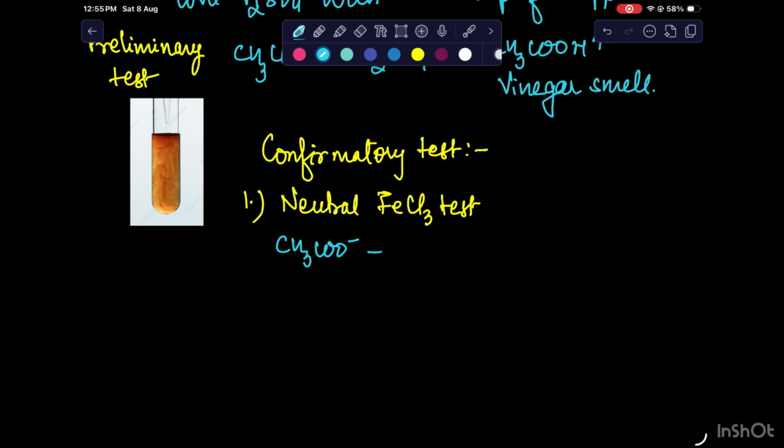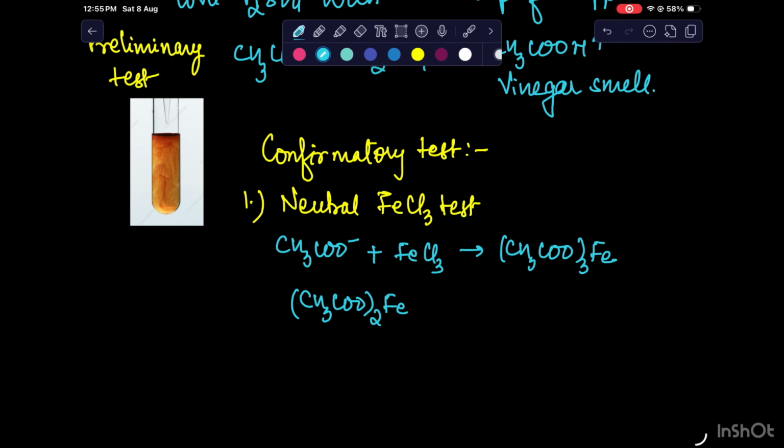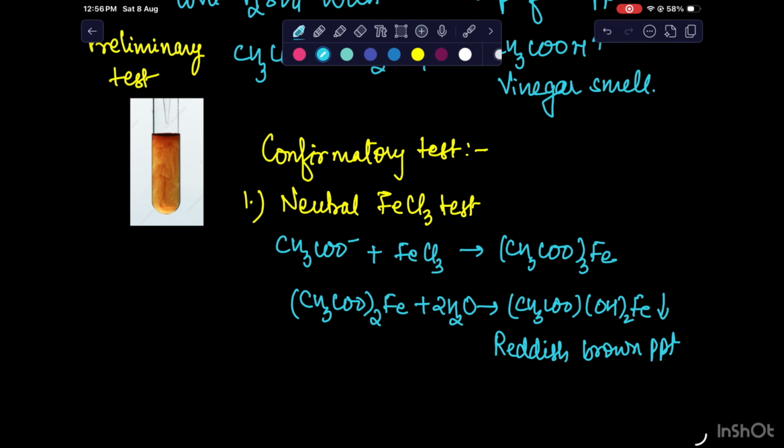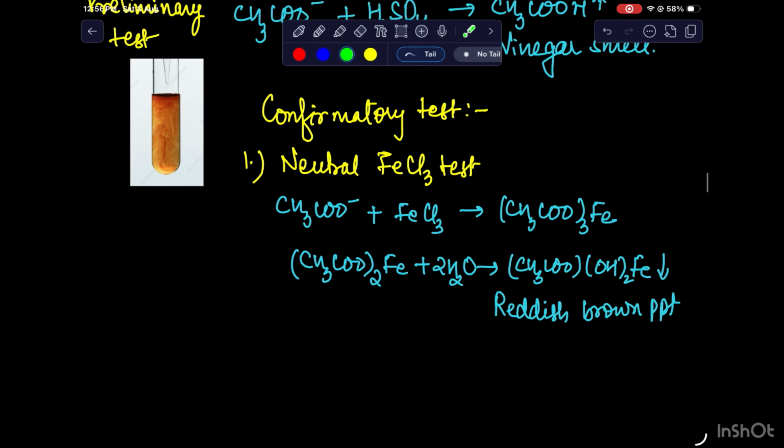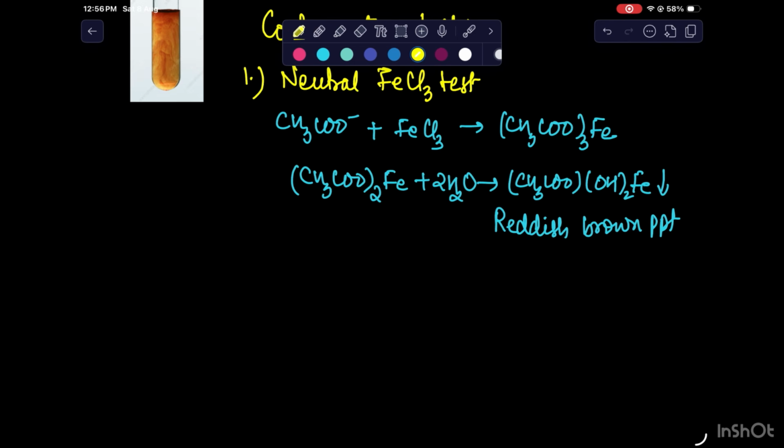So basically the acetate present in the salt reacts with ferric chloride and forms iron acetate, right? Since the valency of iron is 3, you need 3 acetate. Now these 3 acetate here, it is wrong in the second line, please correct it. The 3 acetate would be there, so they react with H2O and then we get this complex, and this complex is a reddish brown precipitate.